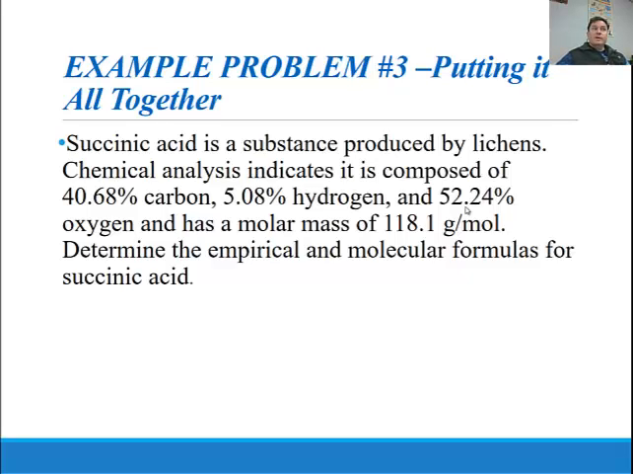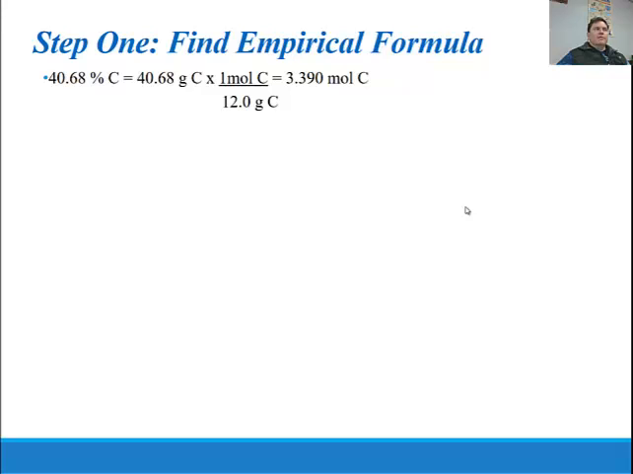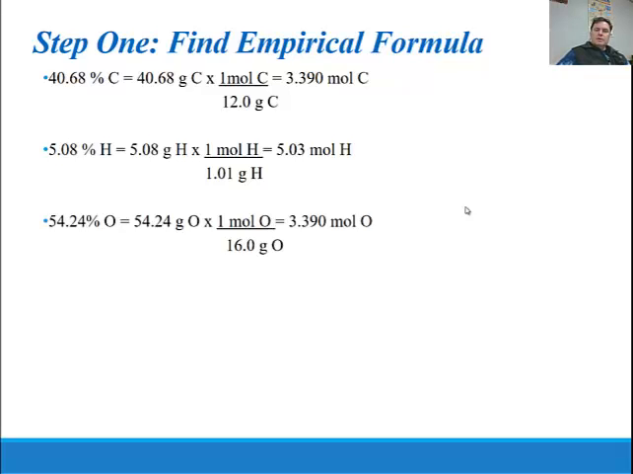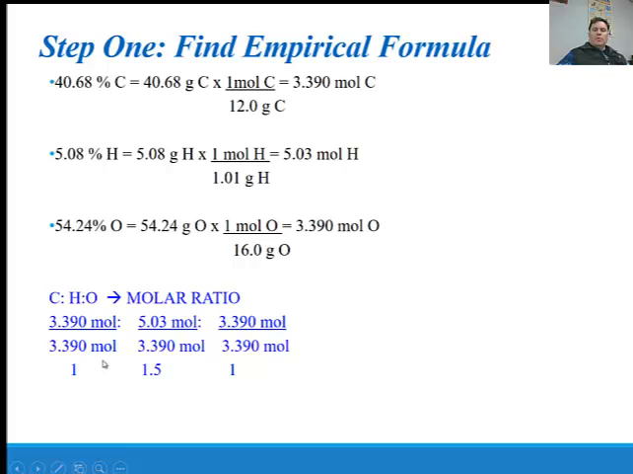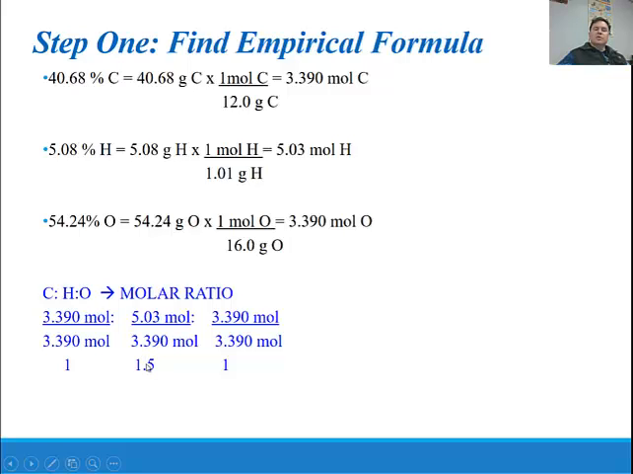Okay, so first thing we have to do, find the empirical formula, and then we can find the molecular. So step 1, we're going to convert our percent to grams and then grams to moles. Just like we did, now we're going to divide by the smallest molar value. Well, that's 3.39. So we're going to end up with a ratio of 1 to 1.5 to 1. Now look at this. We can't have 0.5. So what we're going to have to do is get this to whole numbers. Easiest way is to multiply by 2. What I do to one, I have to do to the other as well. So multiply by 2, and I'm going to have 2 to 3 to 2. So C2H3O2, that's our empirical formula.